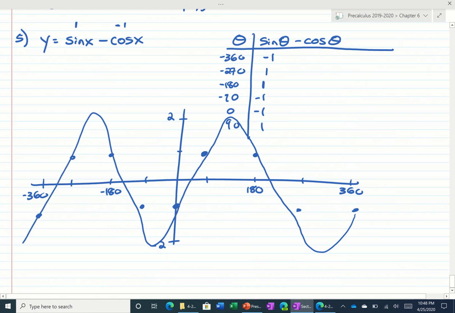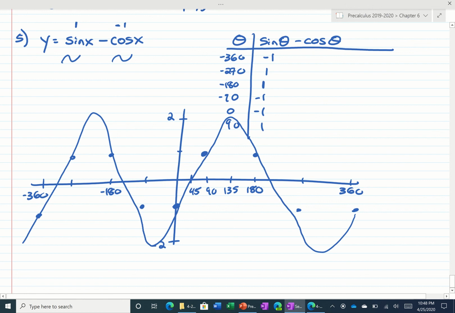I mean, think about it. You have a wave, and you have a wave, so you combine those, you'll probably get a wave. And if you're not sure, you could always pick smaller numbers, like pick 45, pick 135, go up by 45s instead of 90. Let's just make sure.